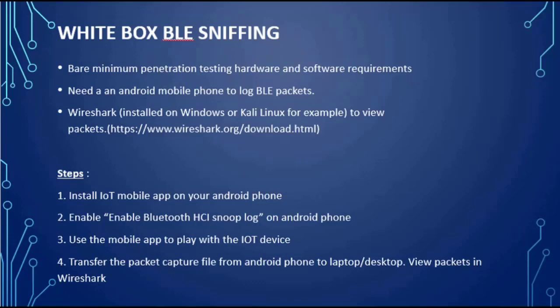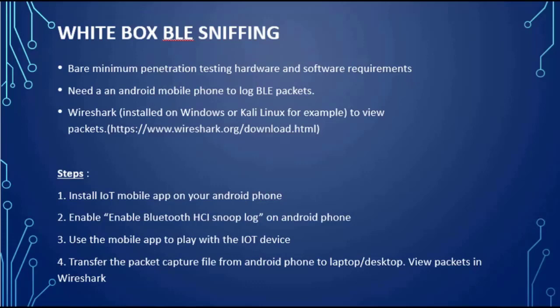Enabling HCI Bluetooth Snoop Log feature may require a couple of additional steps that I will talk about in a few moments, but let's press on. So the step 3 is, once you have installed the mobile application on your Android phone and you have enabled the HCI Bluetooth Snoop Log option on your Android phone, the next step is to use the mobile application to play with the IoT device. So for example, if the IoT device in question is a smart bulb, you could use your mobile application to switch on or switch off the smart bulb or change the color of light emitted by it.